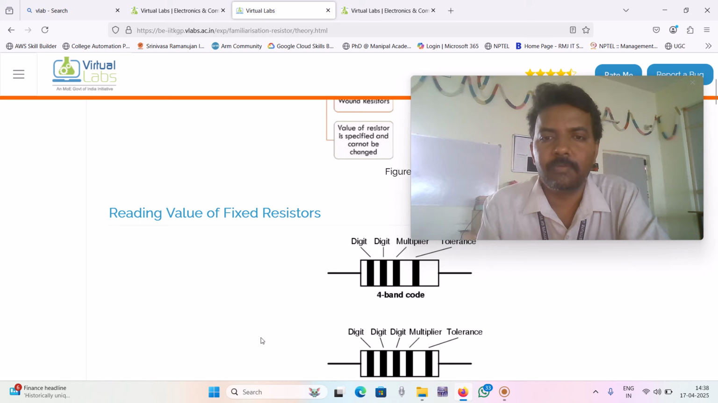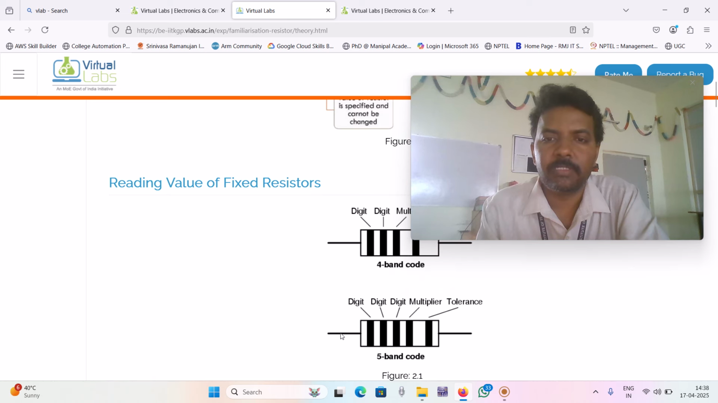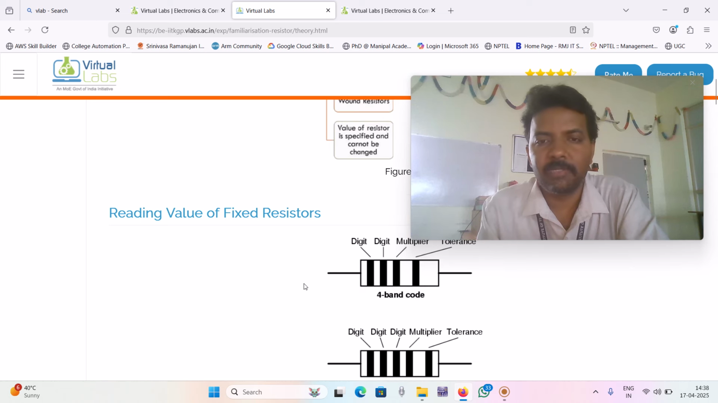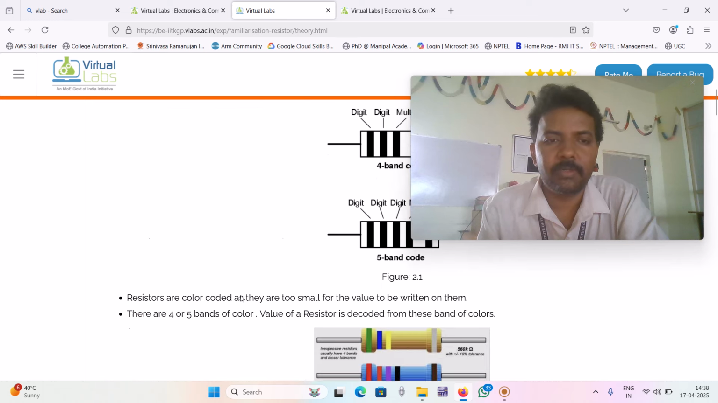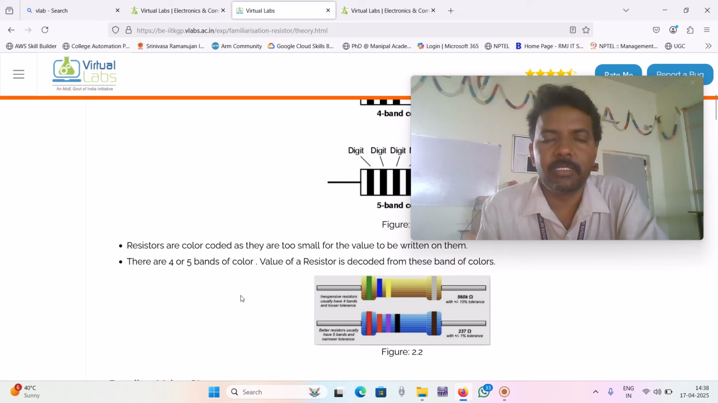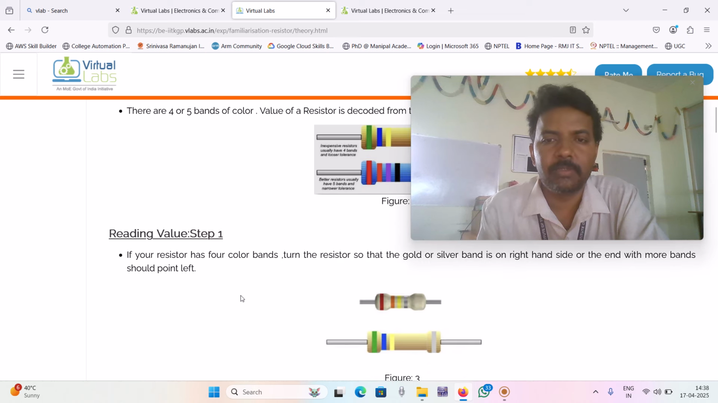That is a four band resistor. You can observe there are four colors. The first one is a digit, the second one is a digit, the third one is the multiplier, and the fourth one is the tolerance color. In the five band, the first three are digits, the next one is a multiplier, followed by the tolerance. In our laboratory, we are using four band type resistors only. In industry, they can use the five band resistors. You can also observe the physical appearance of the resistors and their color coding.